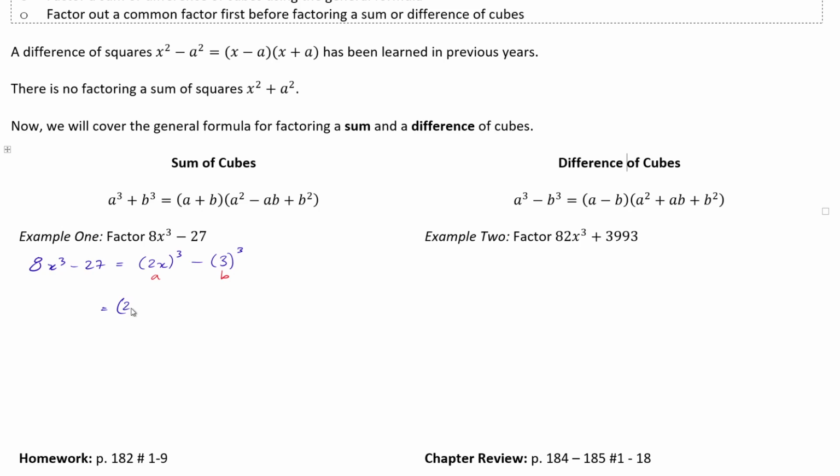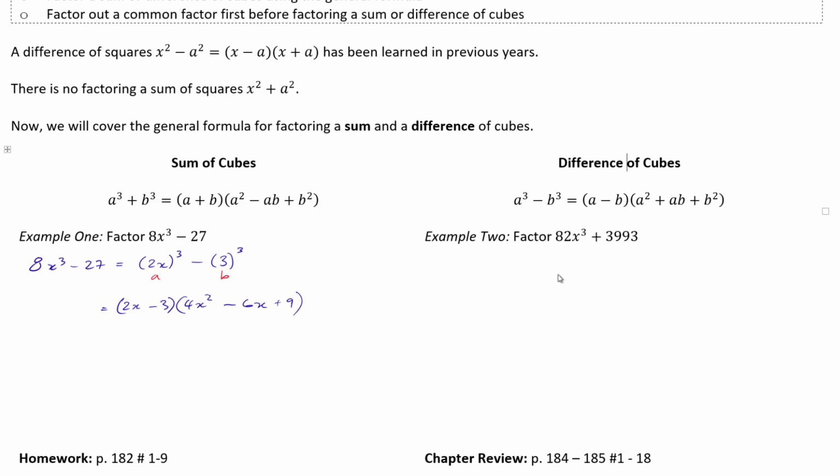So 2x minus 3, okay, and then 2x squared, so that's 4x squared, plus the product of the two, so that should be minus, rather, minus 6x, and then the final term, or the b squared, right? So that's plus 9, right there. Okay. Apologies. This seems fine. Okay.